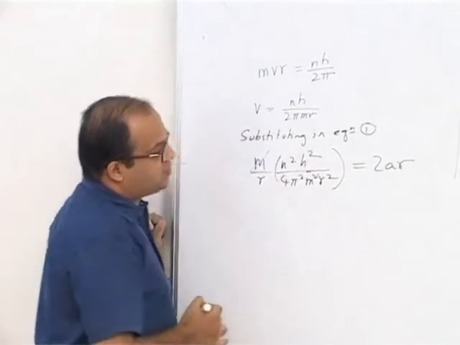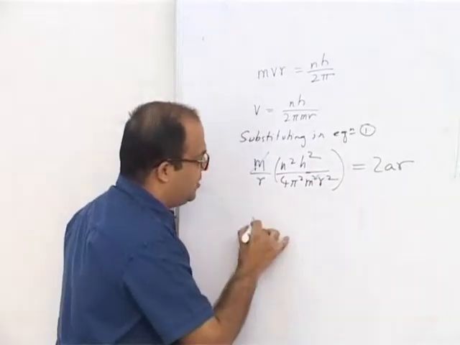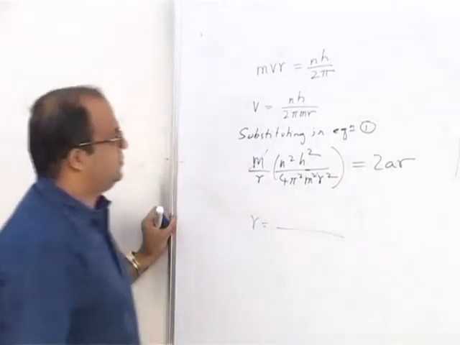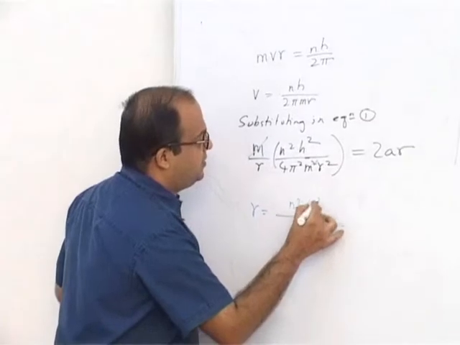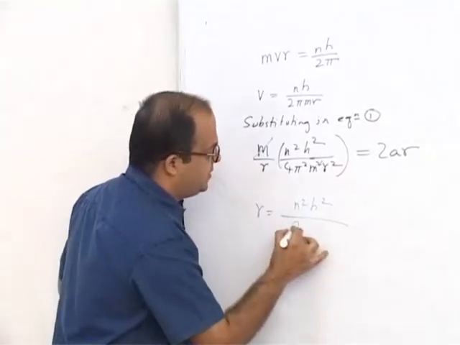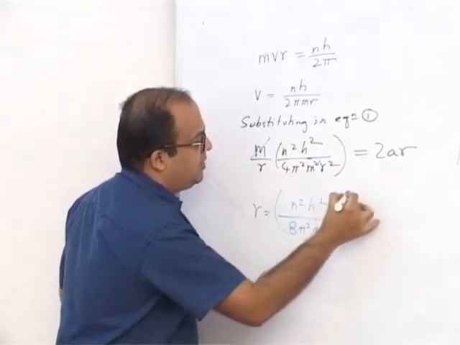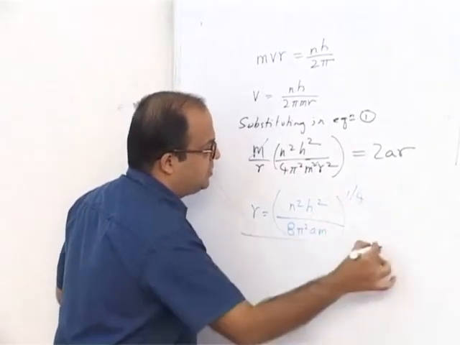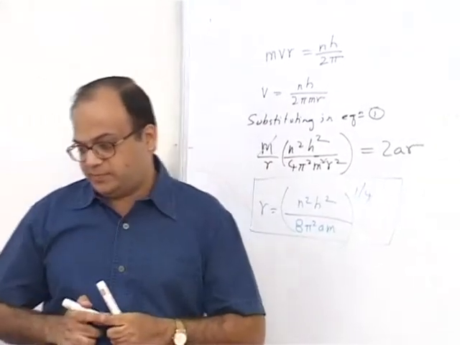Now if we take all the r's to one side, we'll get r to the power 4. So r will become equal to n square h square by 8 pi square Am, whole to the power 1 by 4. That is the equation for the radius of the nth allowed orbit.